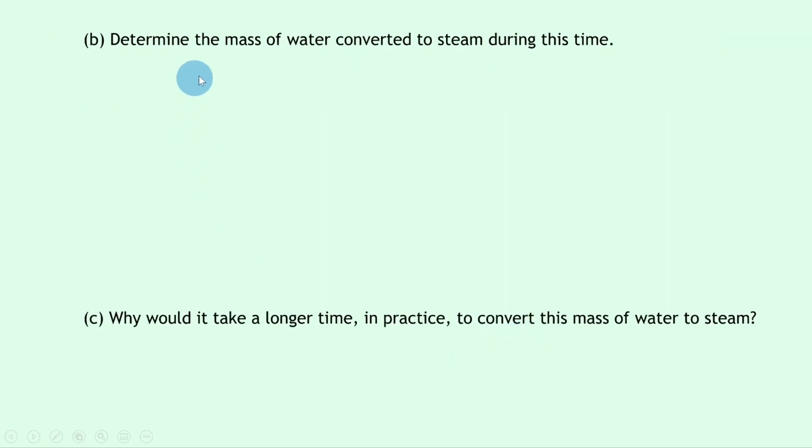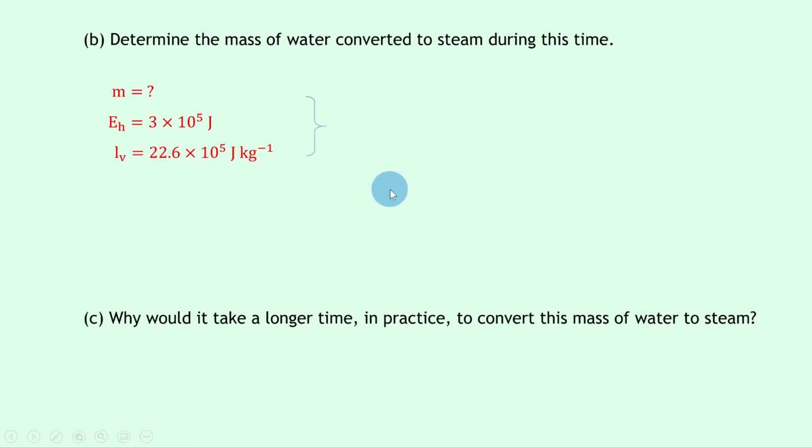Part B then says to determine the mass of water converted to steam during this time. Writing down what we know from the question, we're trying to find the mass M. We know the heat energy from part A is 3 times 10 to the 5 joules, and we need to think whether this is vaporization or fusion occurring here. We've got water being evaporated into steam, so it's vaporization we're dealing with. So because it's water, we need to look up the datasheet for the latent heat of vaporization of water, which has a value of 22.6 times 10 to the 5 joules per kilogram.